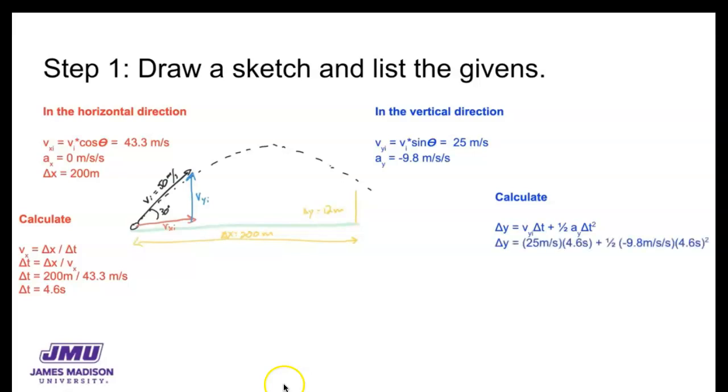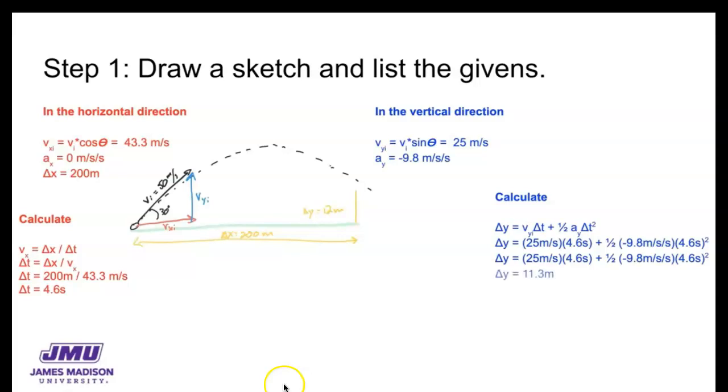Delta y is the Vy initial, 25 meters per second, times the time we just calculated, 4.6 seconds, plus 1/2 times negative 9.8 meters per second squared, times 4.6 seconds squared. We're going to be really careful with all of our math here. Make sure we square what we're supposed to and keep the negative where it's supposed to be. And I don't know why that line is in there twice.